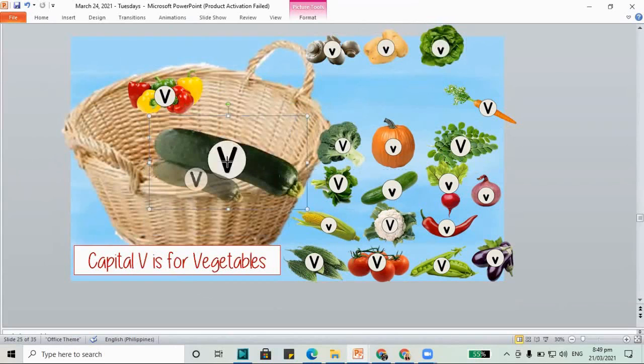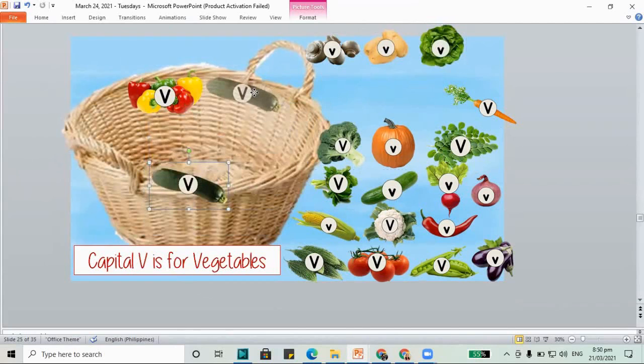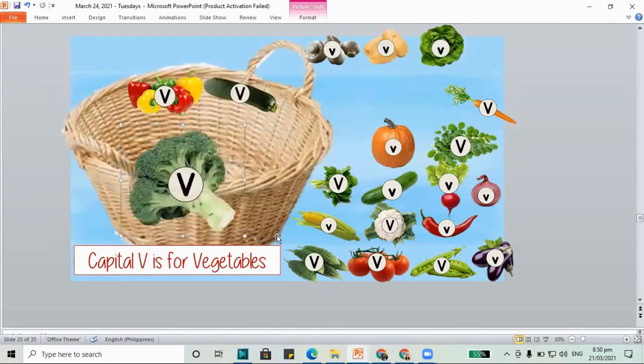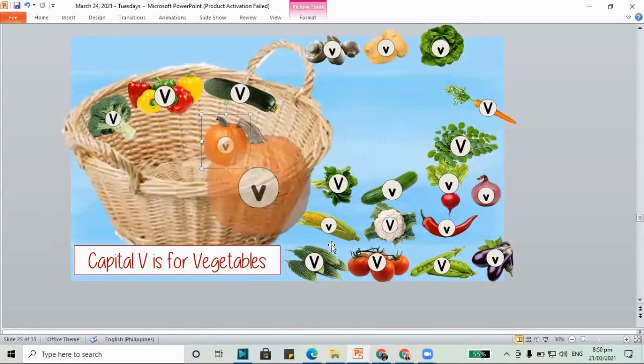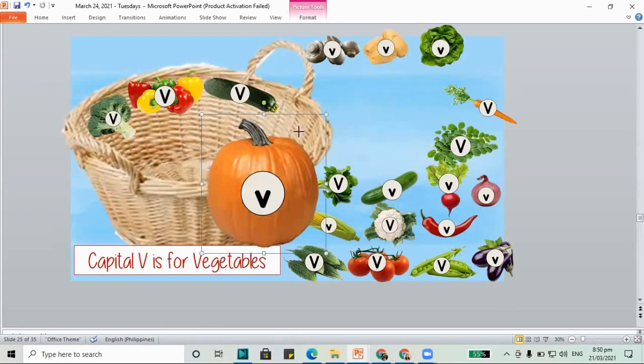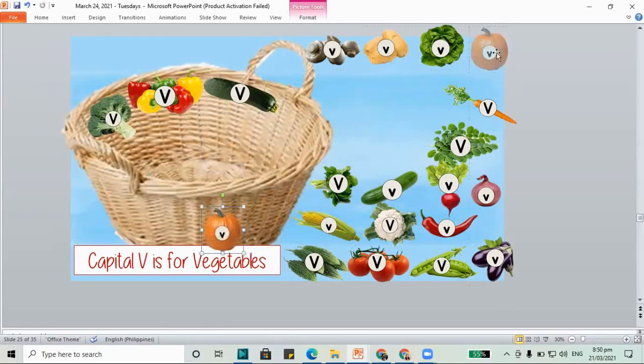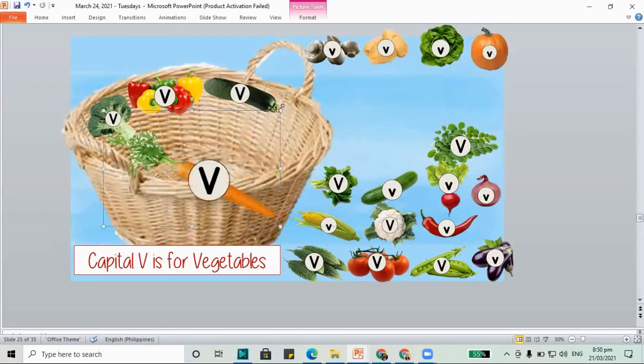This one, does it show capital V? Yes, this is a zucchini, and this is what it looks like. How about the broccoli? Does it have capital V? Yes, let's put it inside the basket. The pumpkin, does it have capital V? No, that's lowercase. How about the carrot? Does it have capital V in it? Yes. We have lots of vegetables.